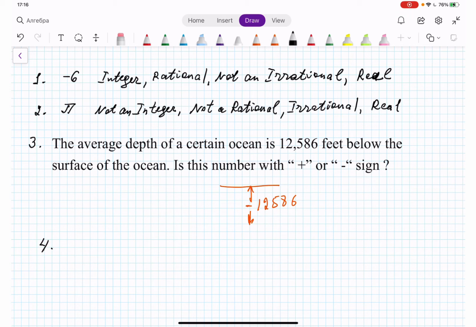Question number 4. So we have 7. What is going to be the additive inverse? The additive inverse is going to be negative 7. Pretty simple, but if you don't know, it always seems to be difficult. The minute you know, everything becomes easy. Next, find the additive inverse. Let me make it.